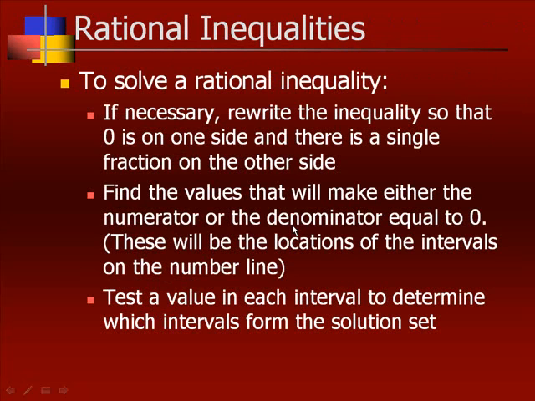Now, what about inequalities? To solve a rational inequality, if necessary, rewrite the inequality so that 0 is on one side and there is a single fraction on the other. Find the values that will make either the numerator or the denominator equal to 0. These will be the locations of the intervals on the number line. And then test a value in each interval to determine which intervals form the solution set.